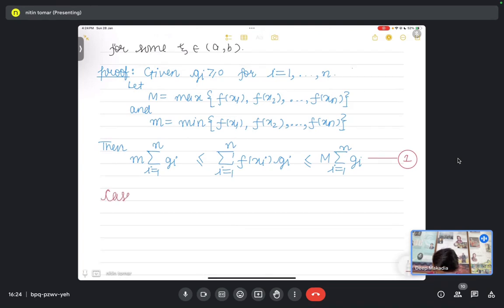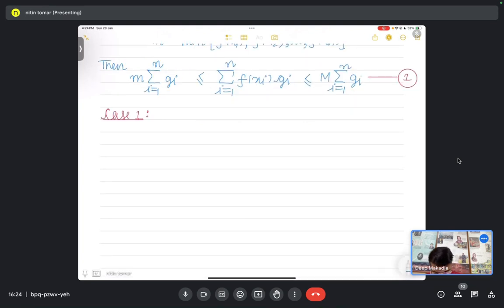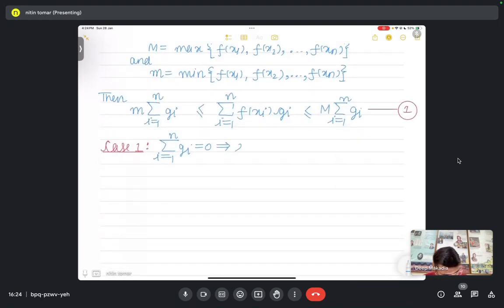And we develop case 1 here. There can be two cases: when this summation gi is 0, or it can be non-zero. So if it is 0, then this is case 1. So what happens if this summation gi is 0? Very good. Because each gi is non-negative, each gi is 0, since every gi is greater than or equal to 0. So then by 1, what do we have? Then summation f of xi gi is 0.